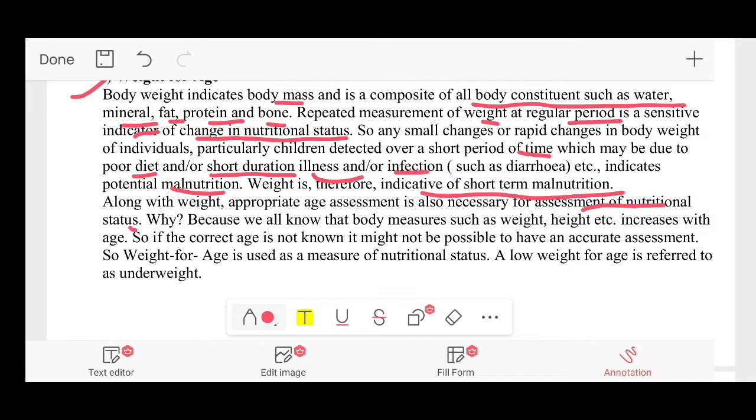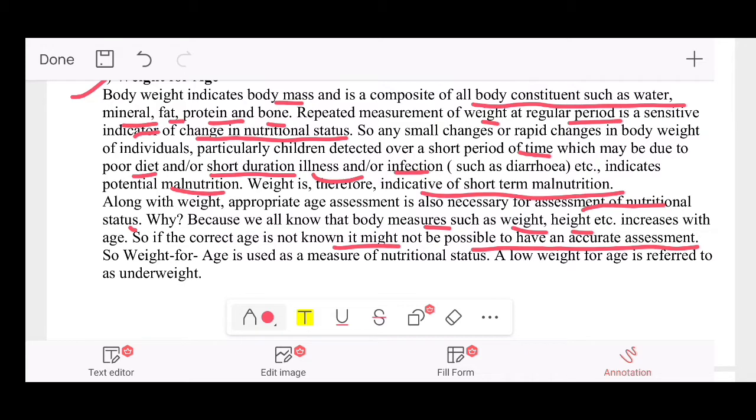Why? So why is age necessary along with the weight? Because we all know that body measures such as weight, height etc. increase with age. Means when the age increases, the weight and height increase. So if the correct age is not known, it might not be possible to have an accurate assessment.